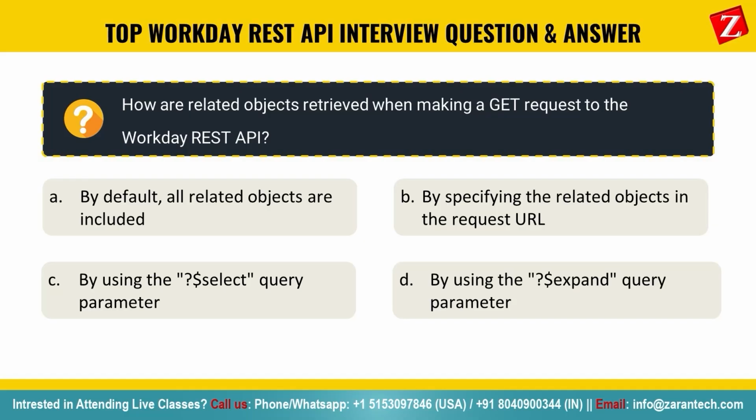Option A. By default, all related objects are included. Option B. By specifying the related objects in the request URL. Option C. By using the $select query parameter. Option D. By using the $expand query parameter.